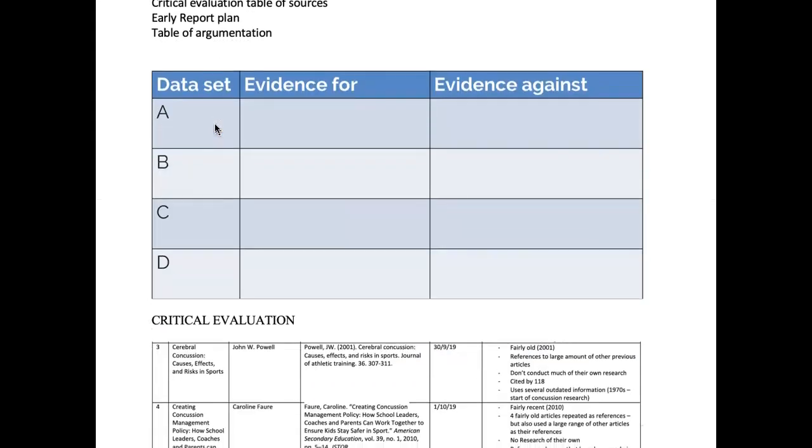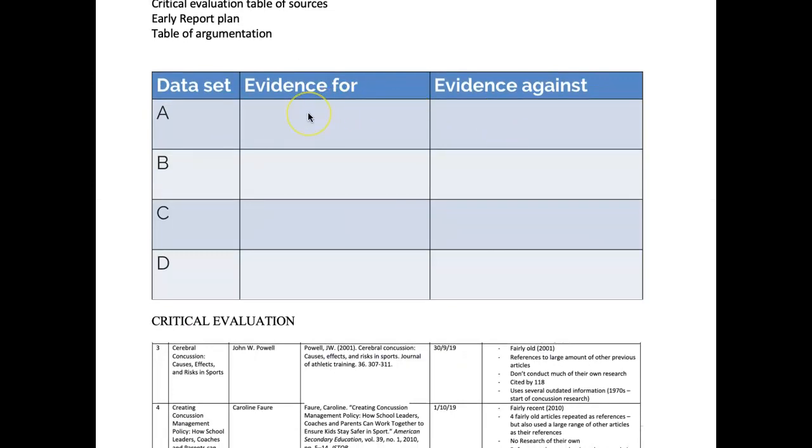You might use a table of argument like this. It's an excellent thing to do before you begin writing, to say evidence for, evidence against. If you do a table of argument like this, it's vital for your appendices, but it will also scaffold your argument in the report, and it will make sure that you have a balanced argument and that you have data and evidence on either side.